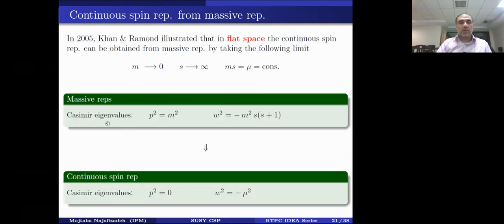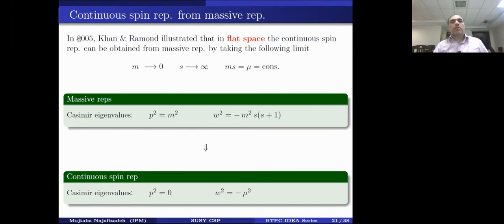You can see this in these eigenvalues. If you take this limit from these massive representations, you will get p square equals 0. And here, when s goes to infinity, here you have just s square, such that m square s square becomes mu square. So this is a trick to obtain continuous spin representation from massive representations.